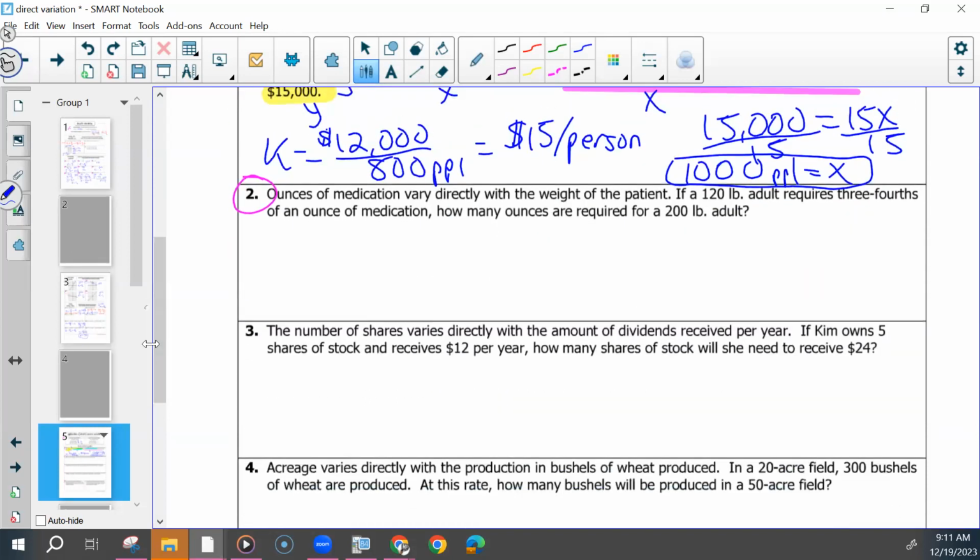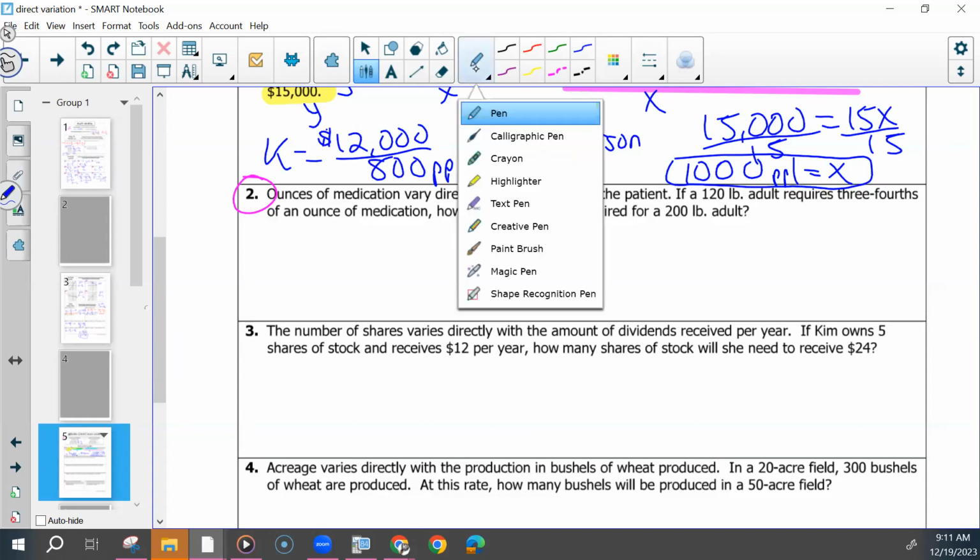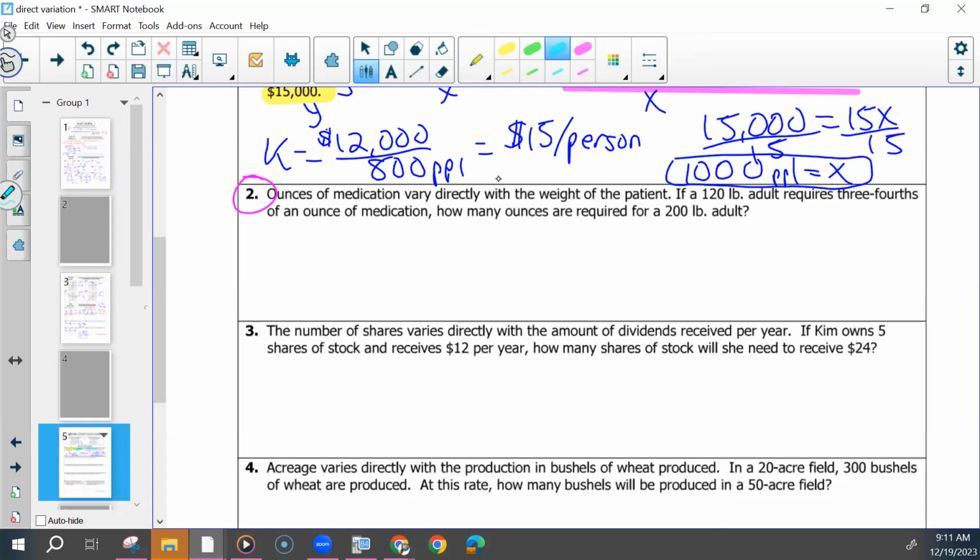So for number 2, ounces of medication vary directly with the weight of the patient. If a 120-pound adult requires 3/4 of an ounce of medication, how many ounces are required for a 200-pound adult? What do you feel is important here? Ounces of medication vary directly with weight of the patient. 120 pounds. 200 pounds. 3/4 of an ounce. And what are we looking for? How many ounces?